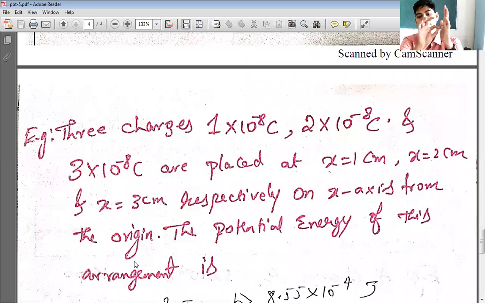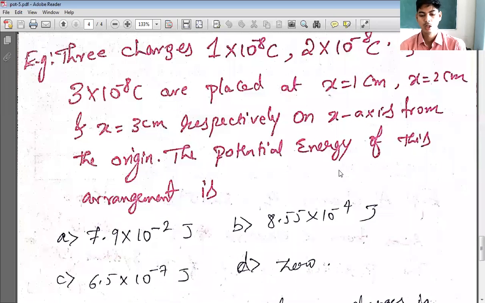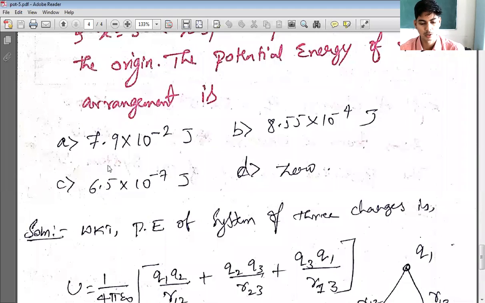From the origin, at x equals 1 centimeter there is one charge, at x equals 2 centimeter another, and at x equals 3 centimeter another. The charges at the respective positions are 1 into 10 power minus 8 coulomb, 2 into 10 power minus 8 coulomb, and 3 into 10 power minus 8 coulomb. We need to find the potential energy of this system of charges. Options given are 7.9 into 10 power minus 2 joule, 8.55 into 10 power minus 4 joule, 6.5 into 10 power minus 7 joule, and 0.